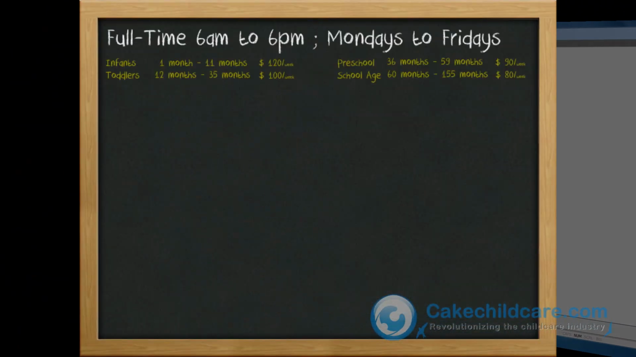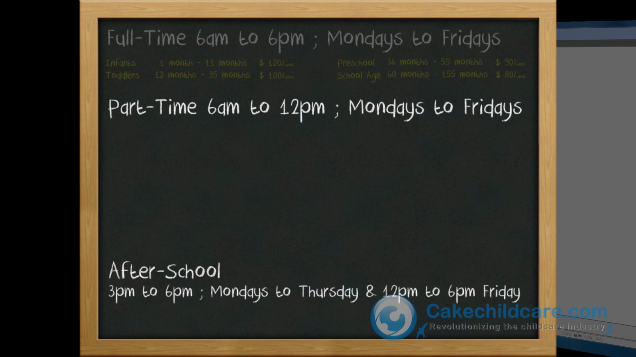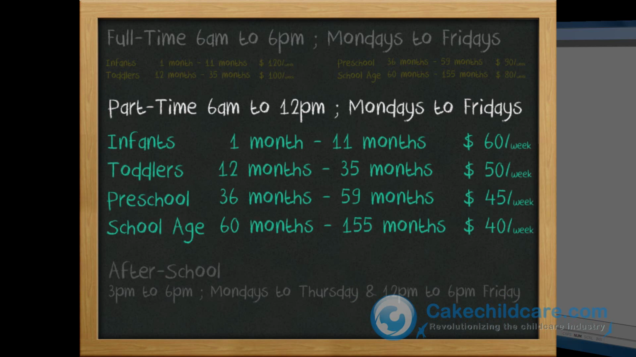Of course, full-time is not my only hours of care and tuition rates. I have several others such as part-time and after-school. Now that we know how to transfer the hours of care and tuition into Cake Desktop, let's add a few more. So for my part-time children, they would come in for half a day from 6 a.m. to 12 p.m., Monday through Fridays. And my rates for part-time children is half of that of full-time children.